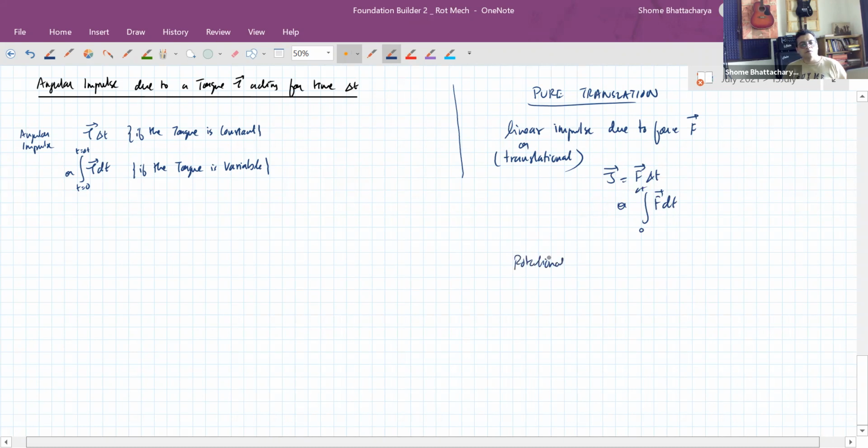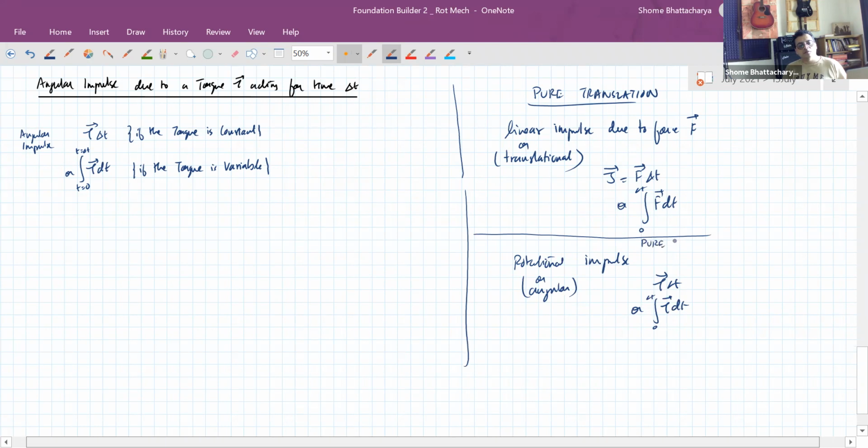rotational or angular impulse just becomes tau delta T or tau into T. Only thing is we don't use a separate symbol for it like we use a symbol J for linear impulse. Again, you can see conversion of pure rotation to pure translation happens this way. That the linear terms are replaced with angular terms. So force is replaced with torque, okay, for the sake of conversion of linear impulse concept to the concept of rotational impulse or angular impulse.